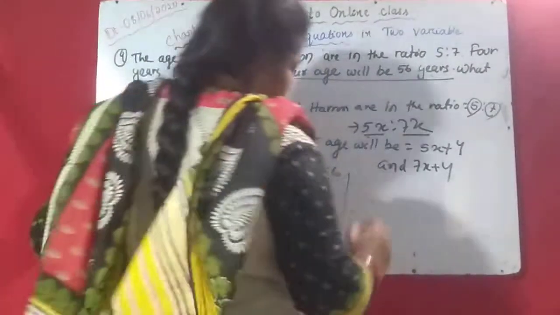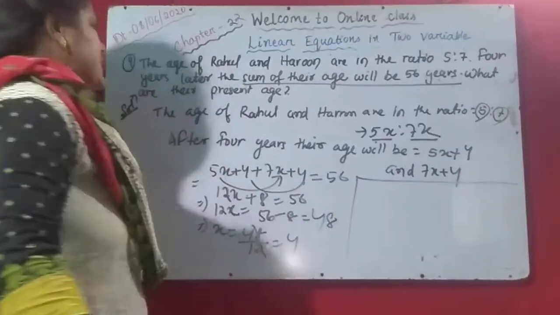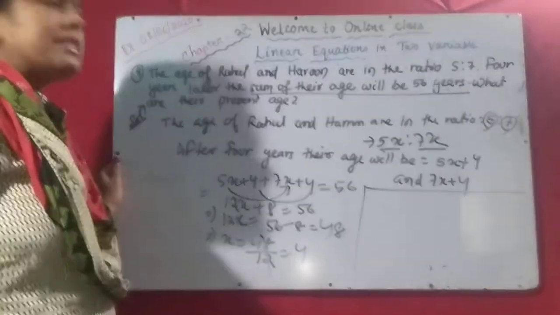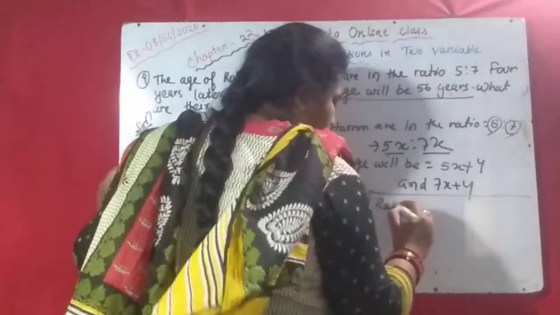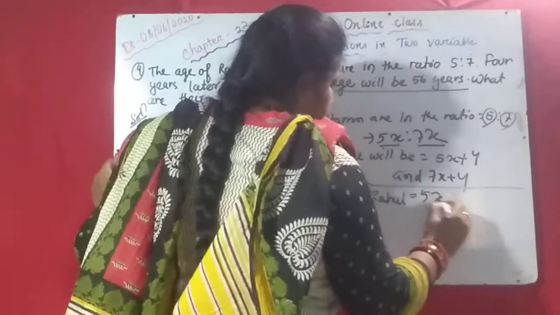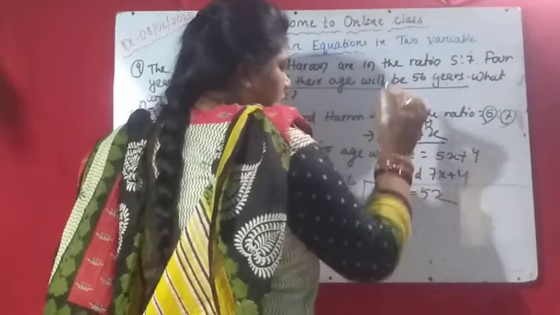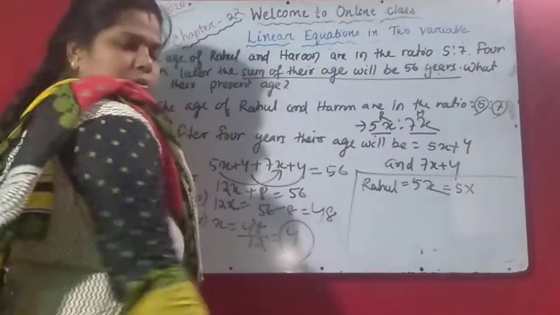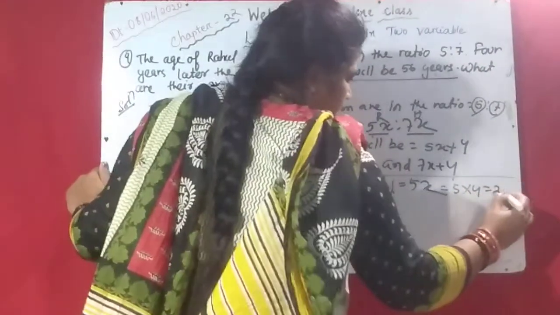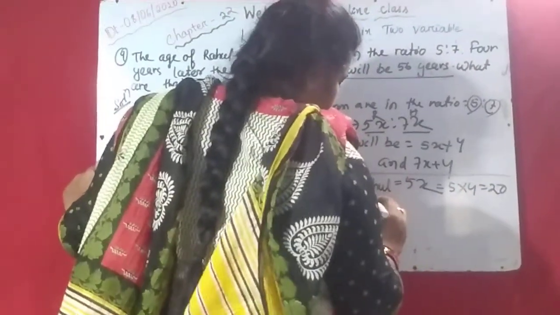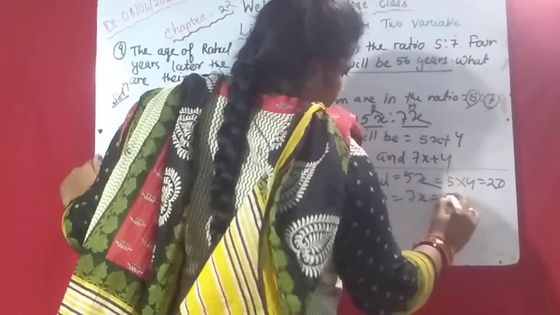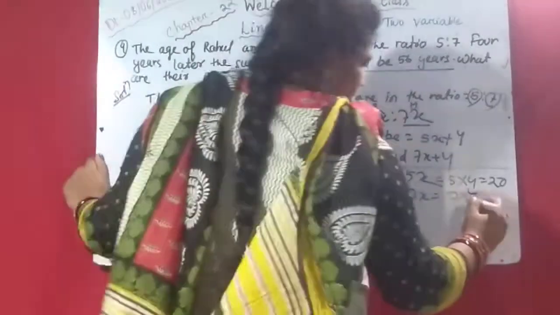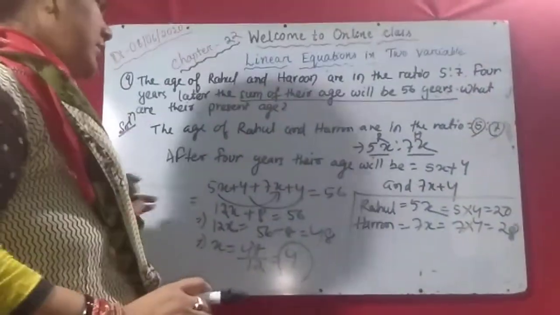So the question is, what are the present ages of both? First, Rahul equals 5x, that means 5 into x. Here you get x as 4. 5 into 4 equals 20 years. Heron equals 7x, that is 7 into 4. It is 28. So their ages will be 20 and 28.